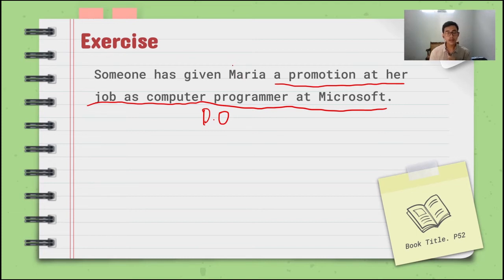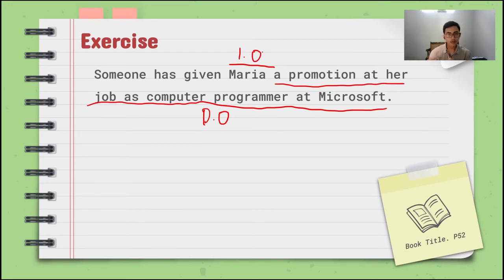Second, we need to identify the indirect object. To find the indirect object we need to ask to whom. Someone has given a promotion, and so on, to whom? To Maria. So Maria is the indirect object.